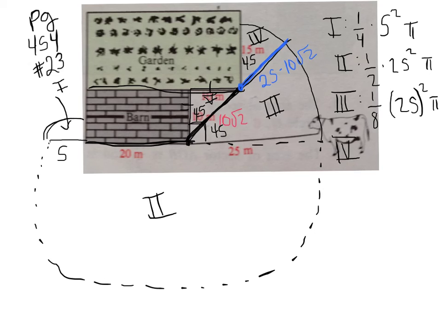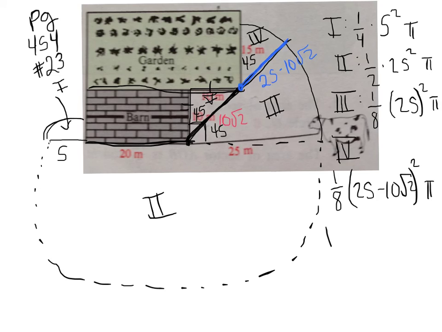Now we have the area of 4. Now the area of 4 is a little bit more complicated. That's 1/8 of a circle. Your radius is 25 minus 10 root 2, squared, times pi.